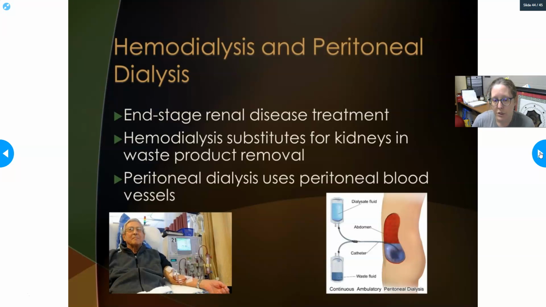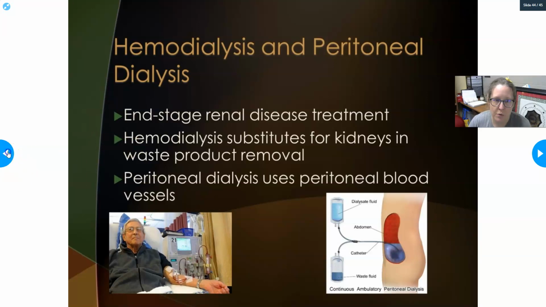And lastly, hemodialysis and peritoneal dialysis. So this is a treatment for end-stage renal disease. Hemodialysis substitutes for the work of the kidneys in removing waste products. So it's basically a machine that does the work of the kidneys, and blood has to be taken, routed from the patient through the machine and back into the patient. Peritoneal dialysis uses the peritoneal blood vessels in the peritoneal cavity, and you basically run dialysate fluid in and collect waste fluid back out via a catheter that's inserted. So these are the ways that we measure that.